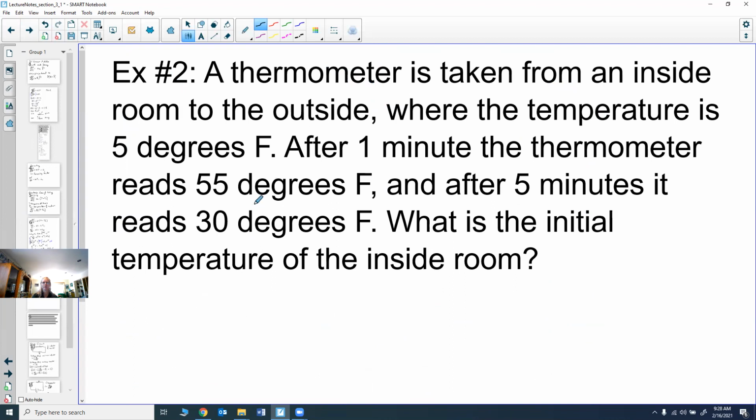So let's check an example. A thermostat is taken from an inside room to the outside, where the temperature is 5 degrees Fahrenheit. After 1 minute, the temperature reads 55 degrees Fahrenheit, and after 5 minutes, it reads 30 degrees Fahrenheit. What was the initial temperature of the inside room? So that's our question. We actually want to know T of 0 equals T_0. We want to know what that is.